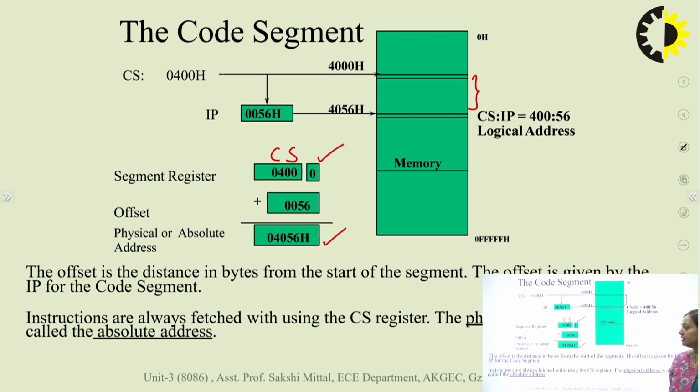The offset is nothing but the distance in bytes from the start of a segment, and the offset is given by IP. So the code segment is associated with the instruction pointer. Instructions are always fetched using the CS register. The code segment is the place used to hold your programs. And the physical address is also called the absolute address. The 20-bit address which we generate from a segment and an offset address, we call a physical address or the absolute address.